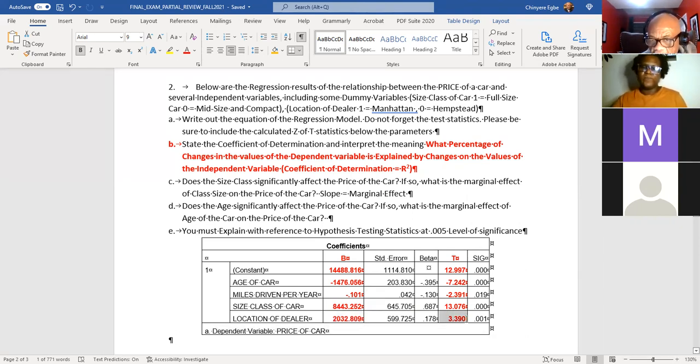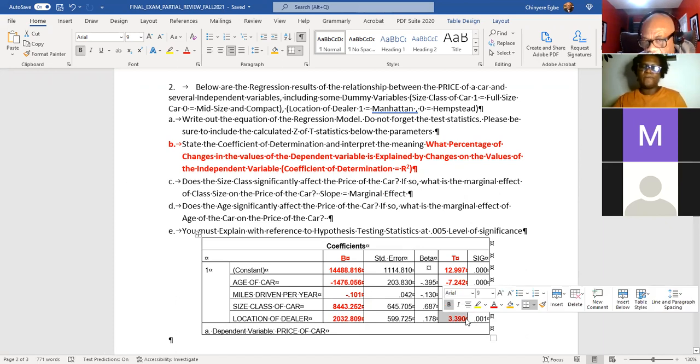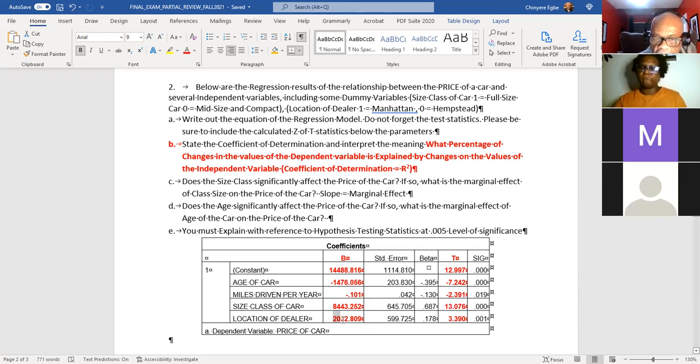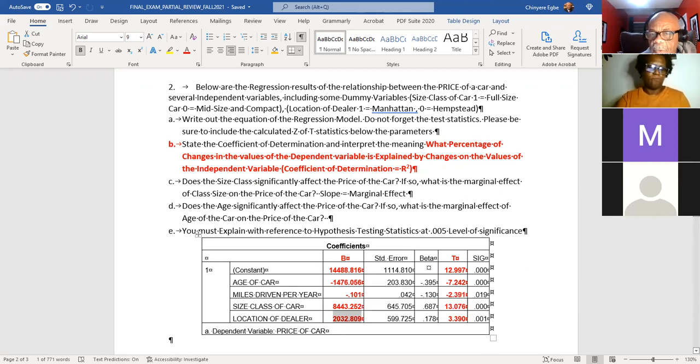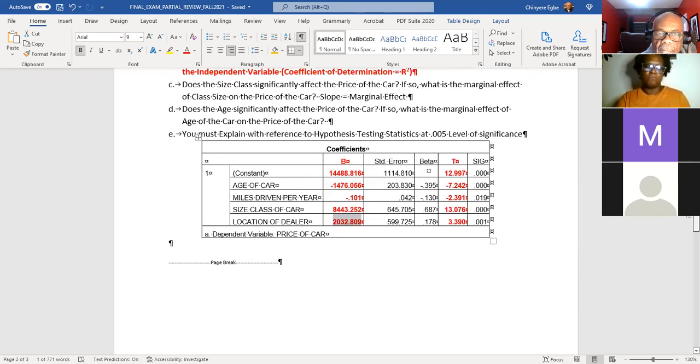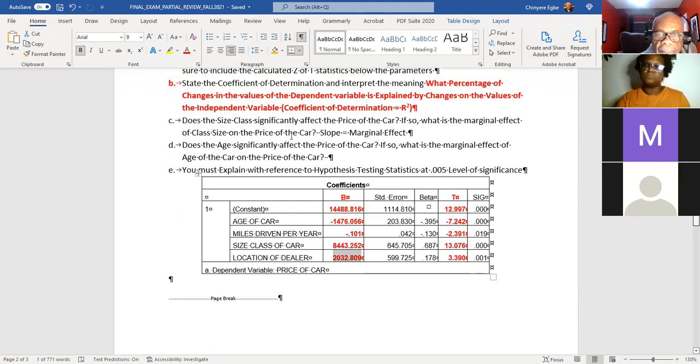You use this calculated T to compare to a critical T and come up with whether the slope here is 0 or whether the slope here is non-zero. All right. So that is what I expect you to do. And if I ask for that, here I ask the size, that is the marginal effect, that is the slope. You can see I asked 2 questions here. Does the age significantly affect the price of the car? If so, what is the marginal effect?